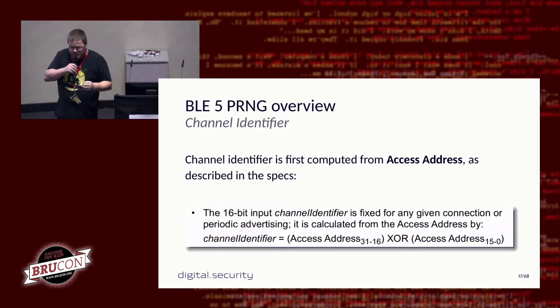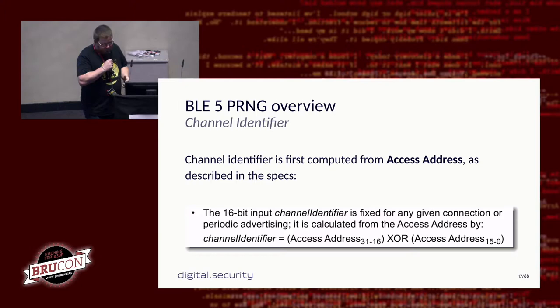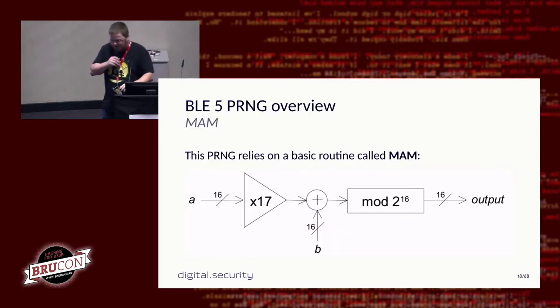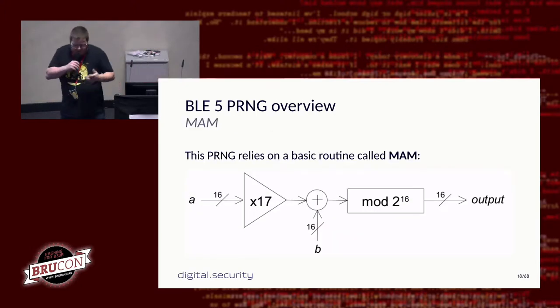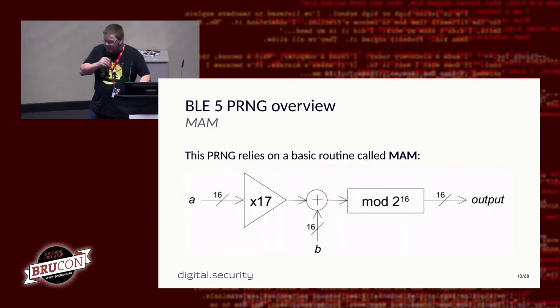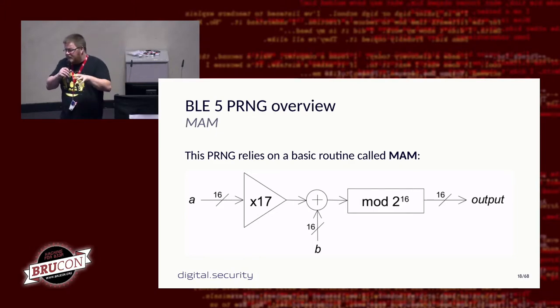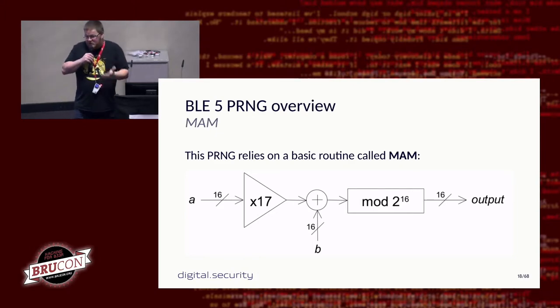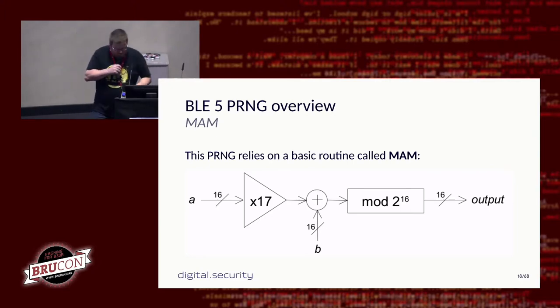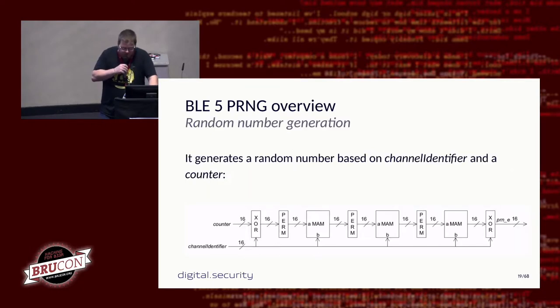This channel identifier, when you go through the specs, is just a simple calculation based on the access address. The access address is a 32-bit value sent after the preamble. So this is something that is broadcasted. This is public. And this is very interesting because this channel identifier is used in combination with this MAM routine. MAM stands for multiply add mod, which is basically the three steps of this routine.